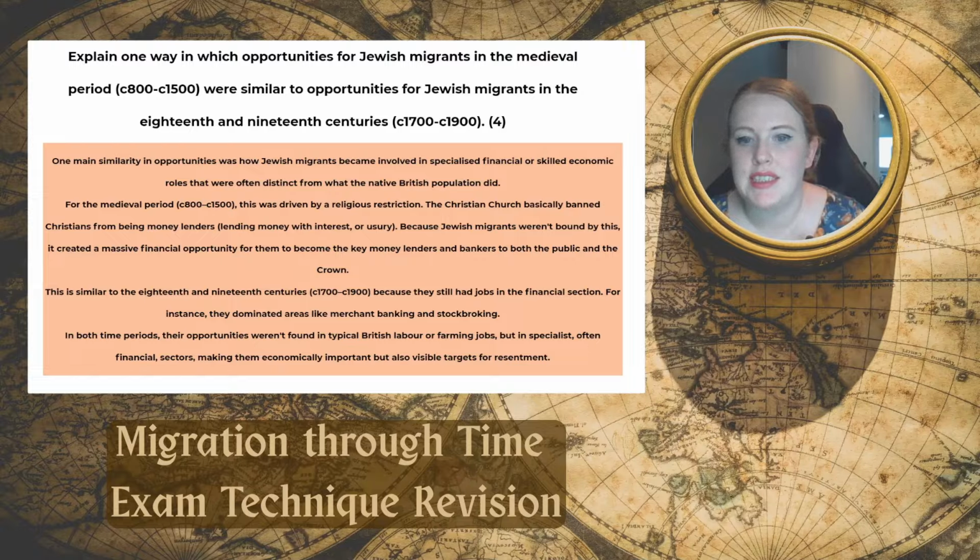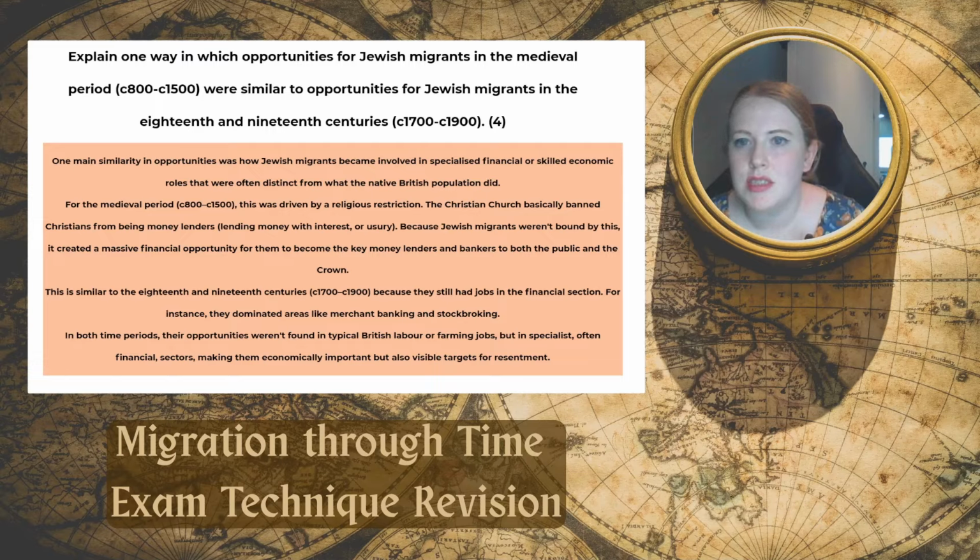This is similar to the 18th and 19th centuries because they still had jobs in the financial sector. For instance, they dominated areas like merchant banking and stockbroking. In both time periods, their opportunities weren't found in typical British labour or farming jobs, but in specialist, often financial sectors, making them economically important, but also visible targets for resentment.